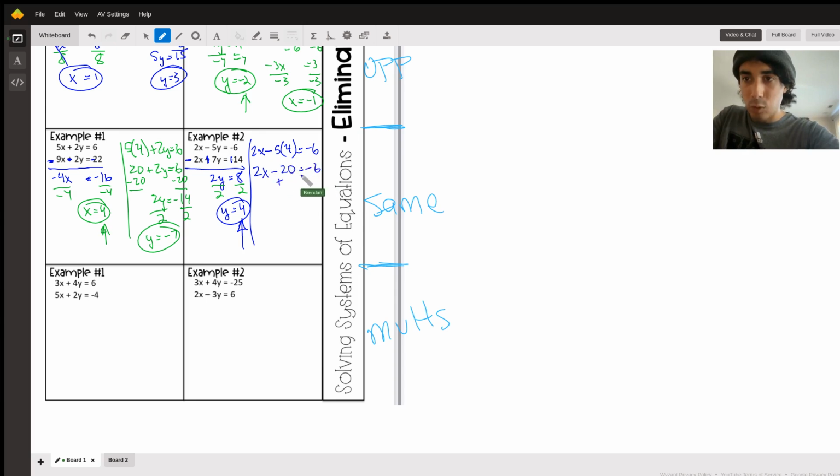And we can go ahead, add 20 to both sides. And then negative 6 plus 20 is 14. 2x equals 14, so let's divide by 2. And you'll get x equals 7.